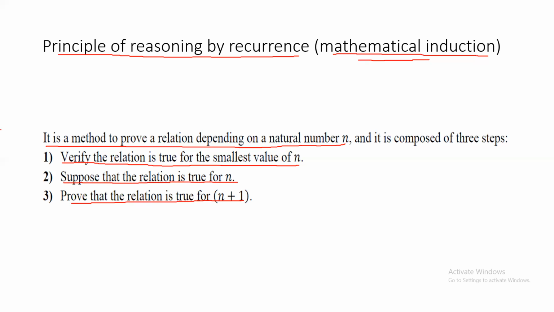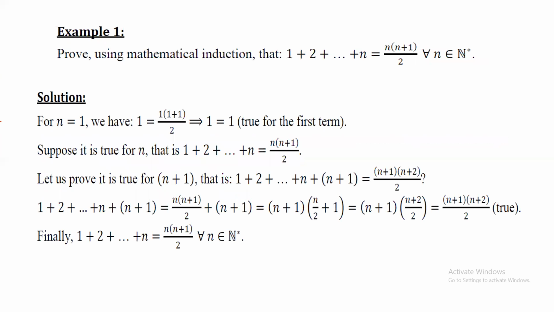Okay, now we are going to take some examples. So whenever we have a relation that depends on n, and we need to prove this relation is true whatever n is, there are 3 steps. First step, you have to prove that this relation is true for the smallest value of n. Second step, we suppose the given relation is true. Third step, prove that this relation is true for n plus 1. Example 1. Please don't write. Listen, and I will give you time to write, okay?